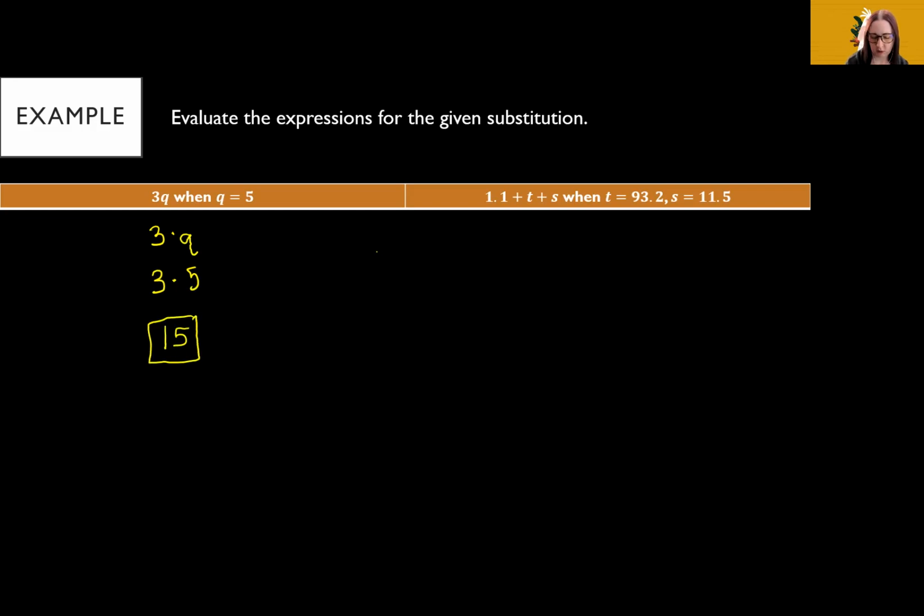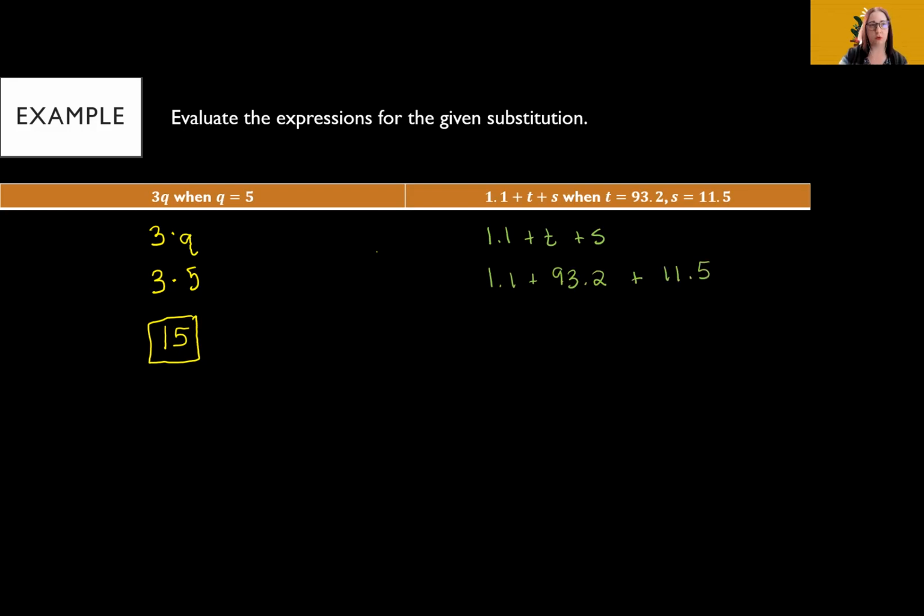So let's look at the one on the right. We have 1.1 plus t plus s when t equals 93.2 and s equals 11.5. So we're replacing both t and s, and you need to make sure you put the correct number in the right place. So we're starting with 1.1 plus t plus s. So 1.1 plus t, which is 93.2, and then plus s, which is equal to 11.5.